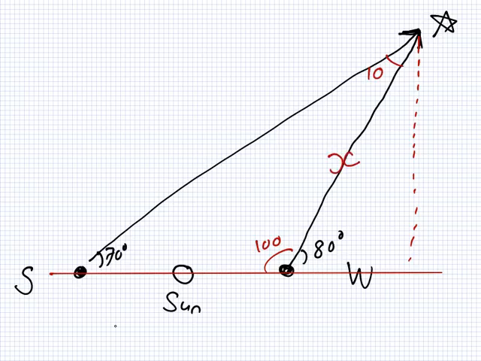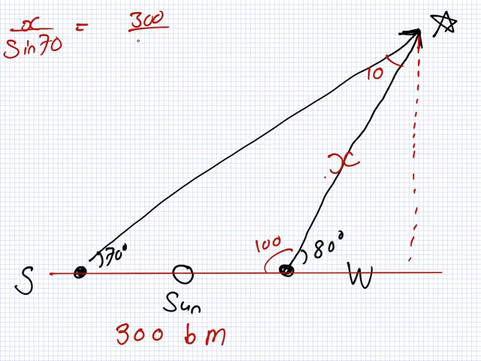Oh, and also we know that this is 300 billion meters. The radius is 150, so the total length is 300. And I'll just write bm for the moment for billion meters. Right, so what rule can I use to find the x? The sine rule, so I can say x over sine 70 equals 300 billion meters over sine 10.